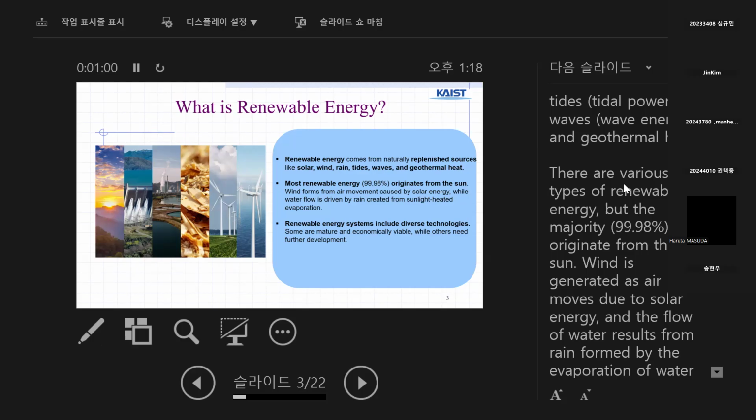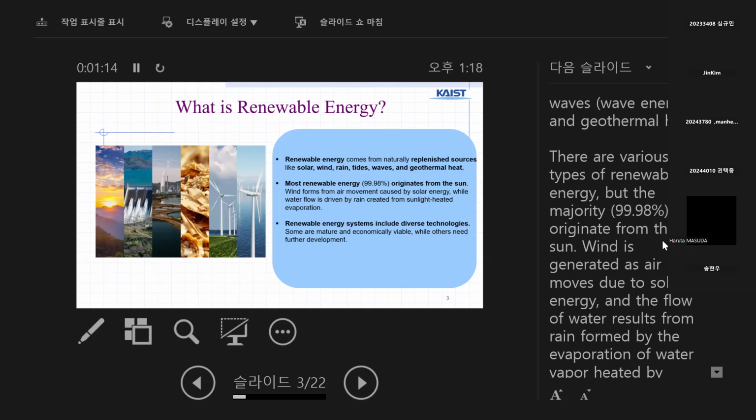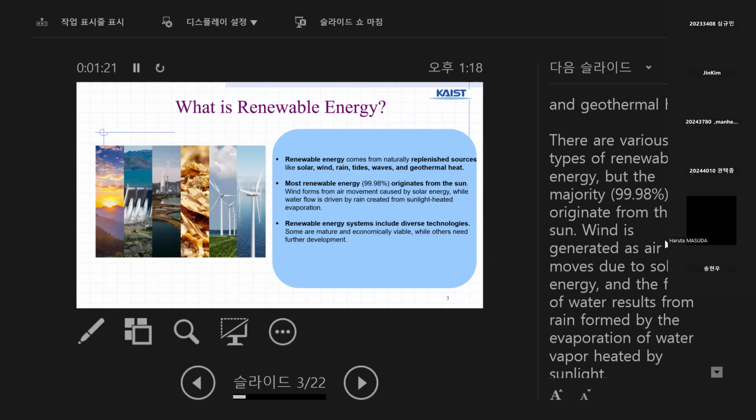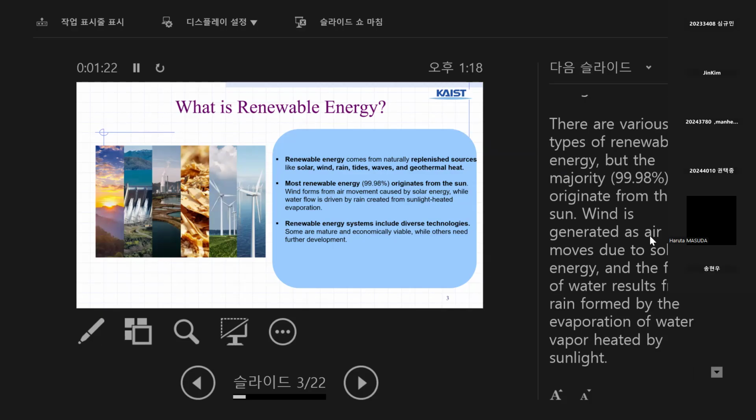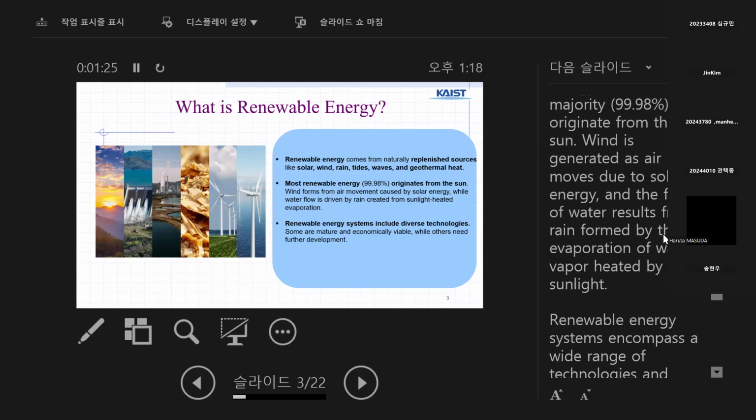There are various types of renewable energy, but the majority, almost 99.98%, originates from the sun. Wind is generated as air moves due to solar energy in the earth, and the flow of water comes from rainfall and from the evaporation of water vapor heated by the sunlight.